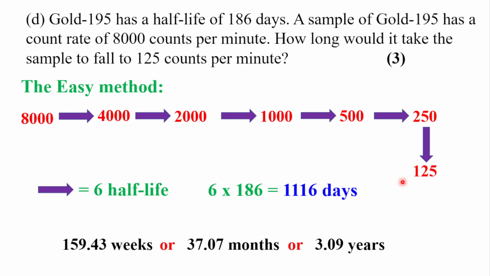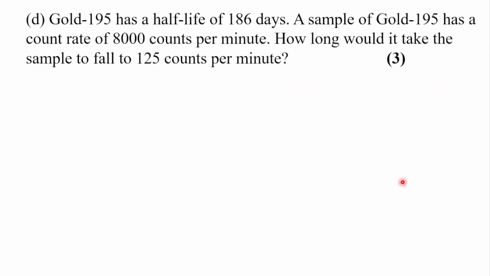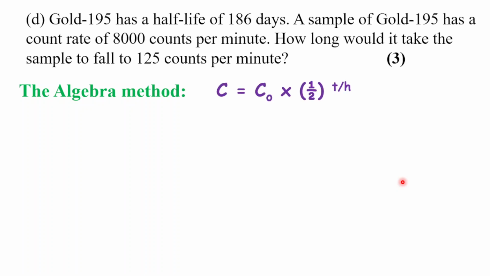All right, let me just finish up with the longer method here, because this is the last question, by the way. So let's go to the longer method, just in case you may need it, or when you move on to your AP or your SATs, you can know to use it. But of course, you can use it in your basic national exams as well. For the same procedure, we're now using the algebra method, which means knowing this formula: C equals C0 times one-half to the power of T over H.